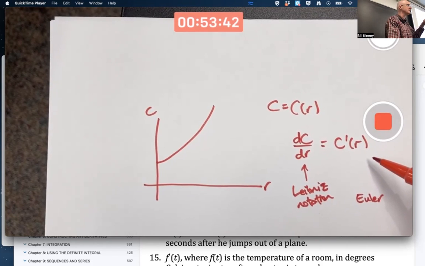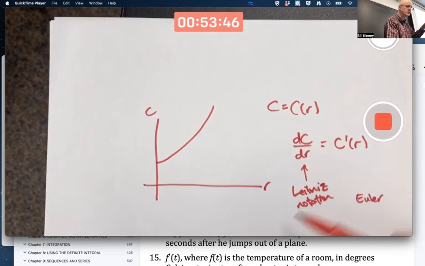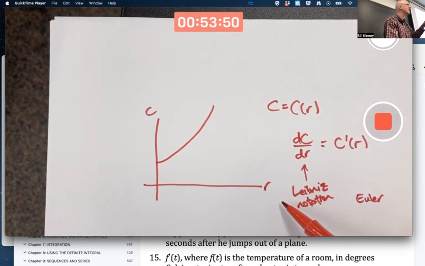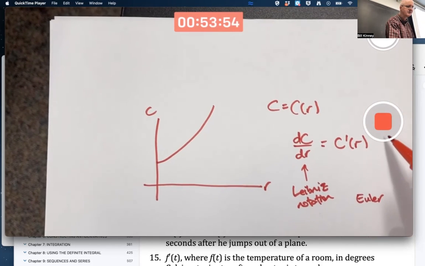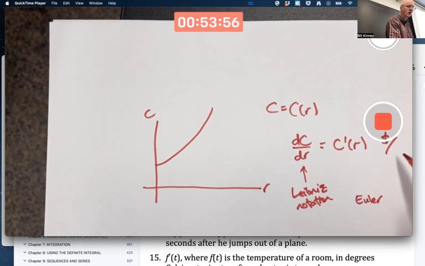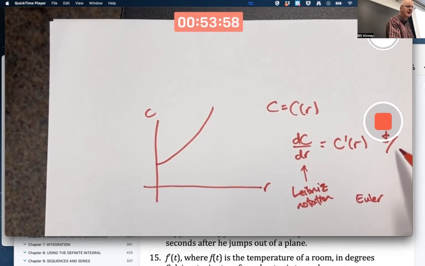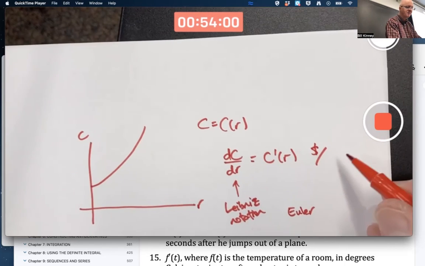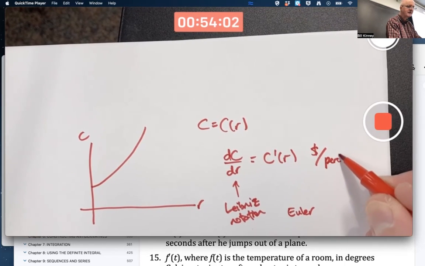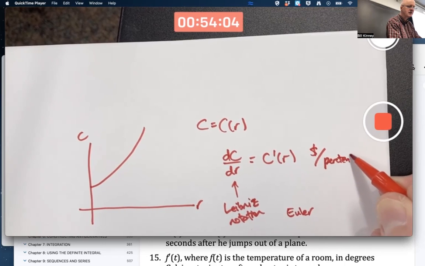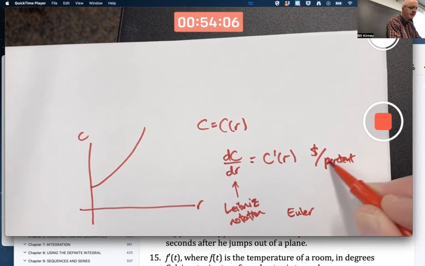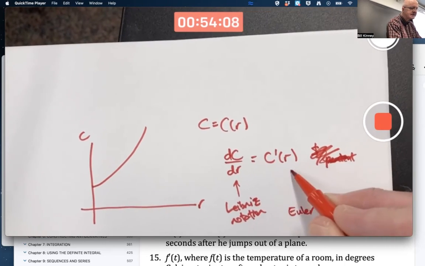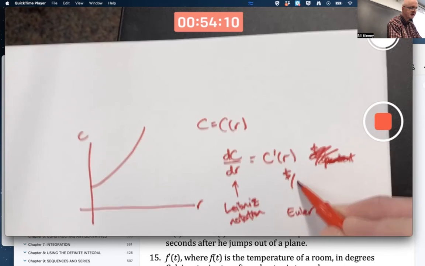What are its units? It's a rate of change of cost with respect to interest rate. Change in money over change in interest rate. And then if money's in dollars, this would be dollars per, what should I write? Change in interest rate? Well, probably the best thing to write is percentage point. I'm spelling it wrong. Sorry. Dollars per percentage point.